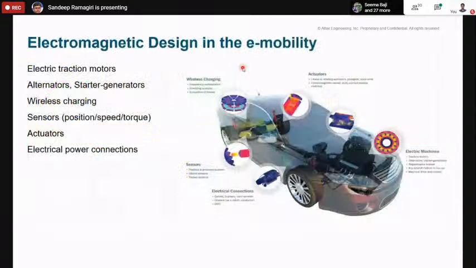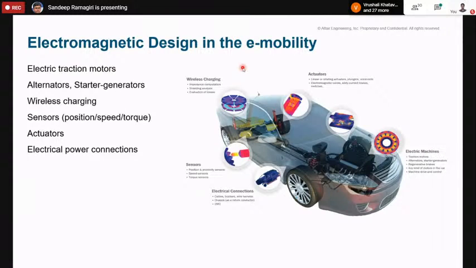So coming to the e-mobility, these are the applications. As you can see, we can simulate the traction motors, and we can simulate the alternators, especially for the regenerative braking system. And then we can simulate the stators, and as I said, wireless chargers, and position sensors, especially the position sensor, to define what will be the optimum distance between the target and sensor. And we can simulate the speed sensor and torque sensor to measure the torque, and actuator to provide the linear motion, and we can simulate the electric power connections.